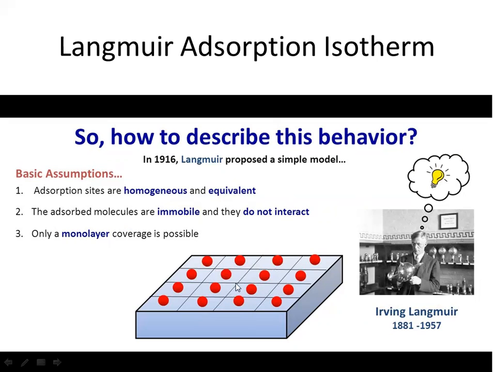And what does it mean? These are homogeneous, that means all sides are equally important, there is no difference between one side and the other side. So a molecule may be absorbed over here. If one molecule is going to adsorb, it may be adsorbed at this point, or at this point, or at this point, because all sides are equivalent.